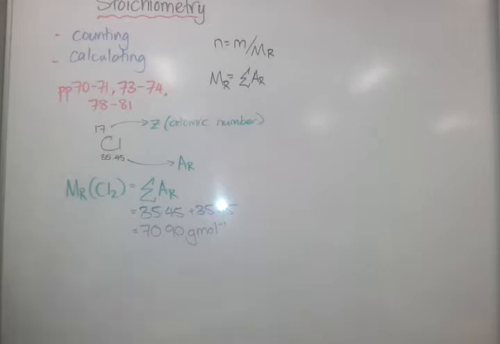Now, if my chemical reaction, my equation that I've balanced, says that I need to have in my reaction 2 moles of chlorine for this reaction to go ahead.